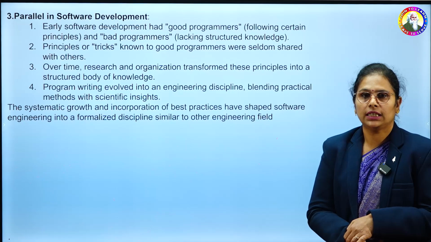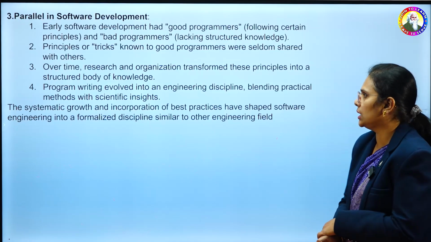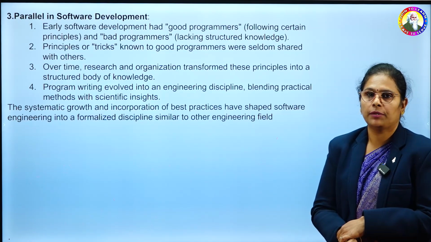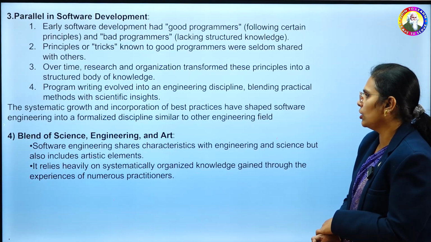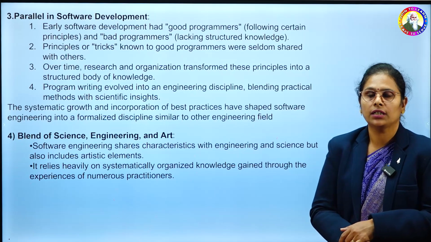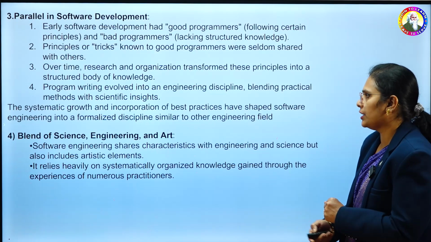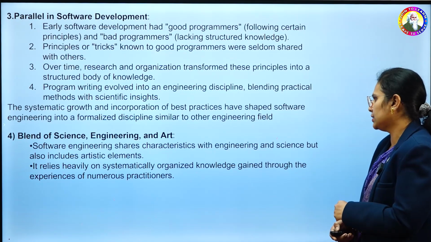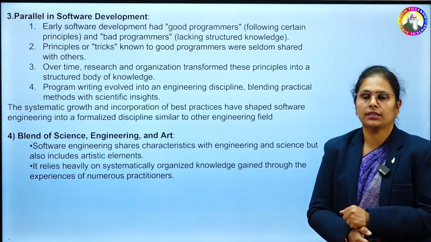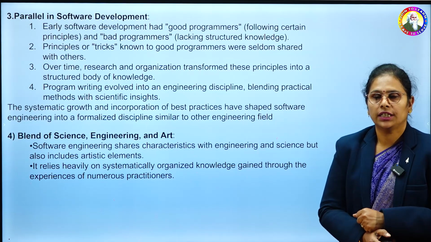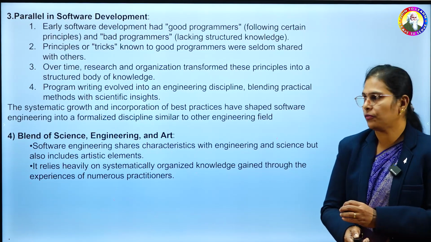Like other engineering disciplines, such as civil or mechanical engineering, here also they started developing engineering discipline patterns in the development process. Now, blending of science and engineering. In the last slide, I told you they blend art and science together to form the engineering discipline. Here, finally, what they are concluding is that software engineering shares characteristics with engineering and science, and it also includes an artistic element. So finally, you should make it clear that in order to develop software engineering, you need to have art and science together. They make the final output of software engineering.